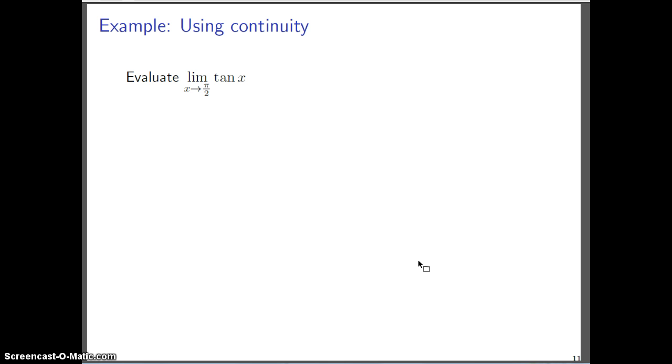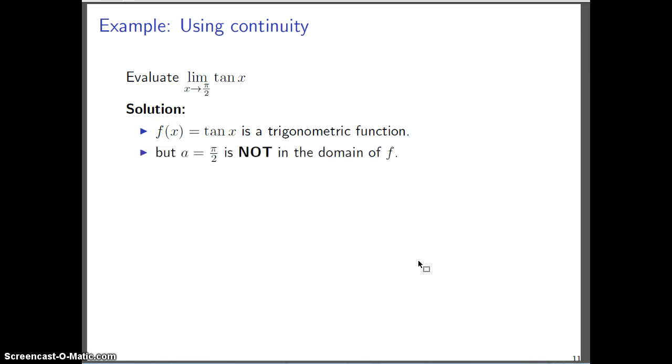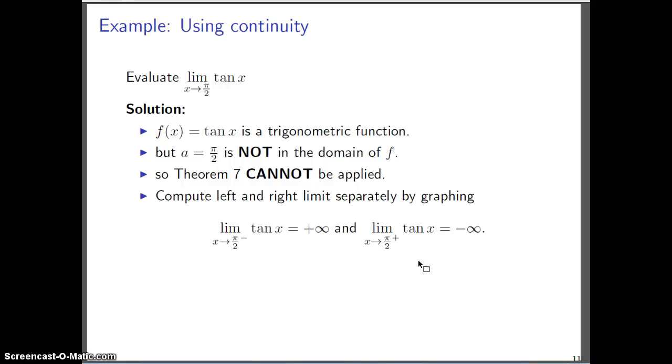The last example is this one: the limit of tangent of x as x approaches pi over 2. Now tangent of x is a trigonometric function, so the first requirement is met for Theorem 7, but the problem is that pi over 2 is not in the domain. So we can't use Theorem 7 because the second requirement hasn't been satisfied. If you actually compute the left and right limits separately by doing some graphing, you'll get that the two limits are infinite and they're different, and therefore the limit of tangent of x does not exist. It doesn't exist anyway because of this infinity business, but this limit is not positive infinity or even negative infinity. It just truly doesn't exist because the left and right limits don't even agree.